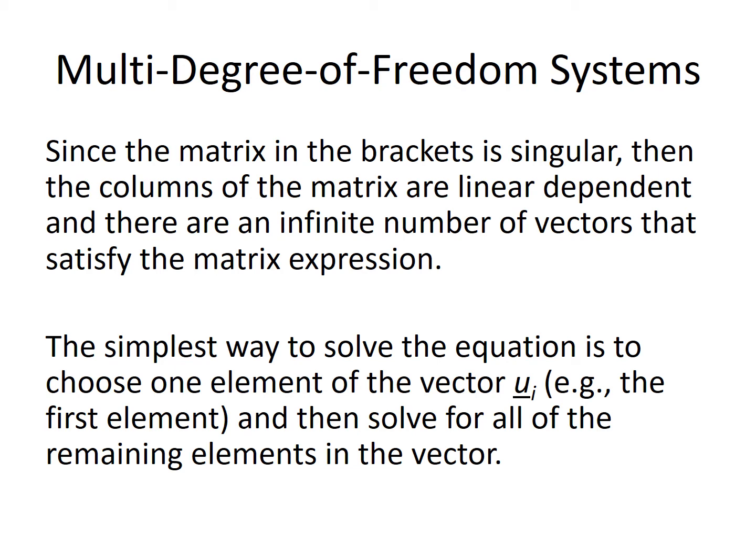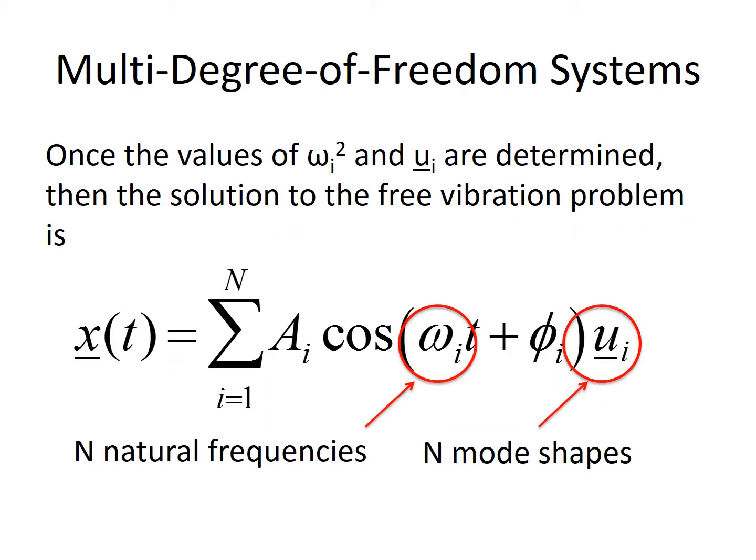Since this vector is not unique, it can be multiplied by any non-zero number and it will still remain a solution to the matrix expression. Once the values of omega i squared and the corresponding vectors u sub i have been determined, they can be substituted back into the assumed solution of the original differential equation. Since this is a linear differential equation, each value of omega sub i squared and u sub i is a solution to the differential equation.